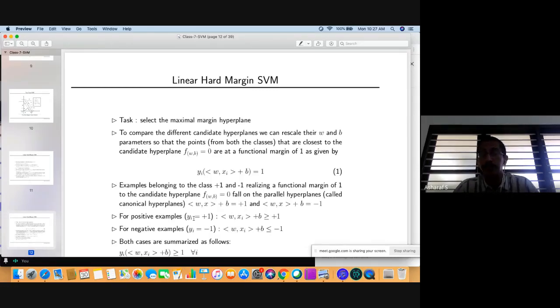And for the other class, the negative class, where we label the points as -1, and this labeling is done for convenience, w transpose x plus b is always less than or equal to -1, primarily because the canonical hyperplanes are drawn at a functional margin of 1. So both cases can now be summarized. For every point belonging to the square, you get this; for the circle, you get this, which means that yi times (w transpose x plus b) is always greater than or equal to 1 for all i.